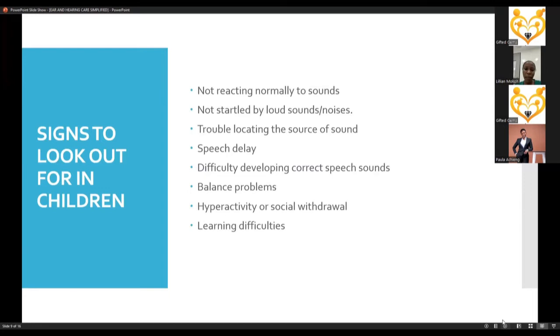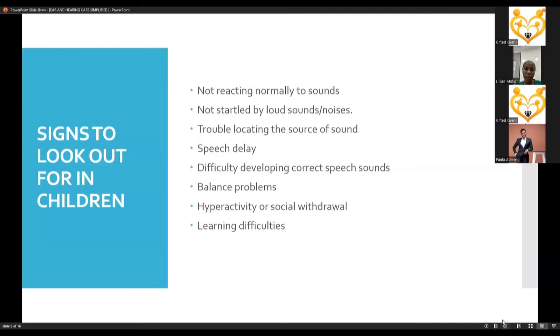So if a child reaches almost 2 years and they are not speaking, they are not saying proper words. By the time they're 3 years, they should be able to construct simple sentences that make sense. By the time they are 5 years, a child should be able to communicate fluently and very well.